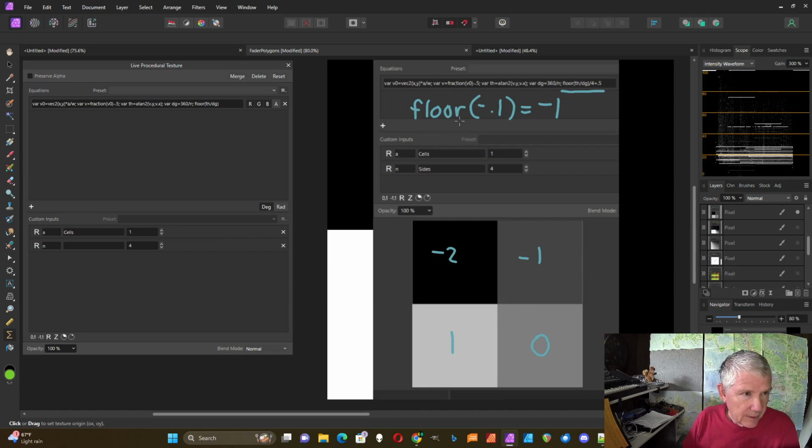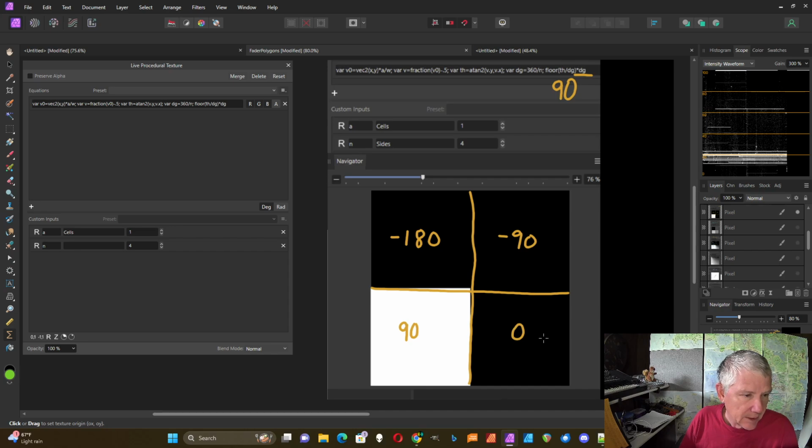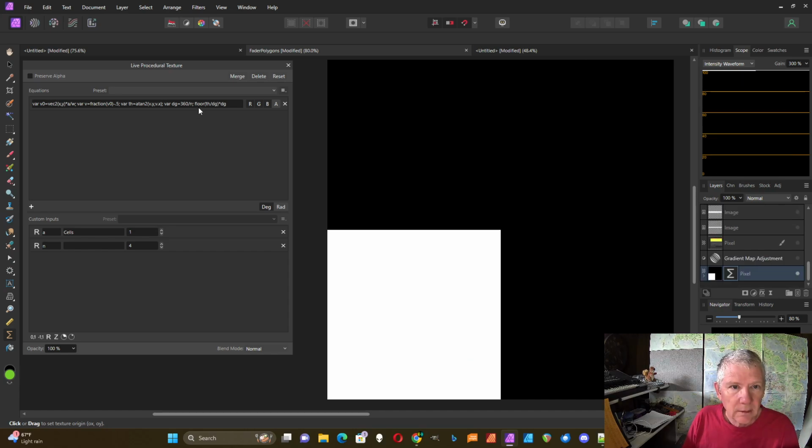Now again, floor rounds down, so if I have a -0.1, it's going to round that down to -1. It seems like it hasn't changed, but it actually has. This quadrant is now 0, this quadrant is 90, this is -90, this is -180 degrees, because I'm multiplying by 90. Now I'm going to turn off the floor function for a second. I'm just going to delete that.